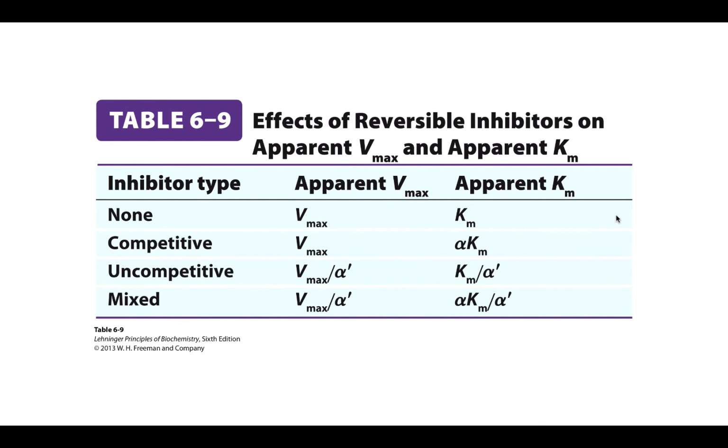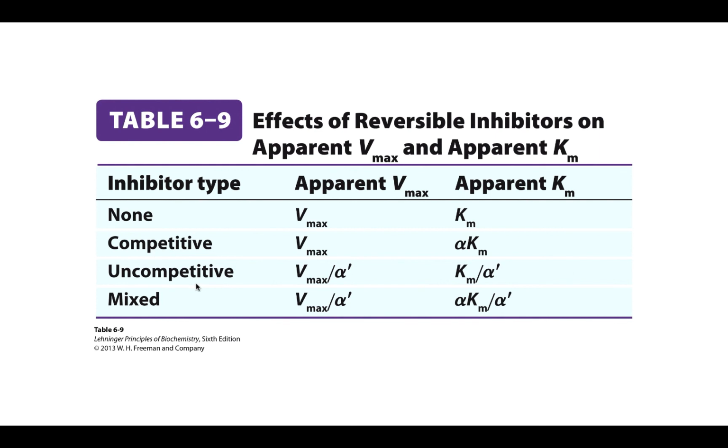Here is a nice table that you can get from your textbook that demonstrates how the 3 different inhibitors change the actual Vmax and Km. If we don't have any inhibitor, we have our actual Vmax and our actual Km. In a competitive inhibitor, the apparent Vmax is the same as the actual Vmax. Competitive inhibitors don't change the Vmax. However, competitive inhibitors change the Km by this alpha factor. They increase the Km by this alpha factor.